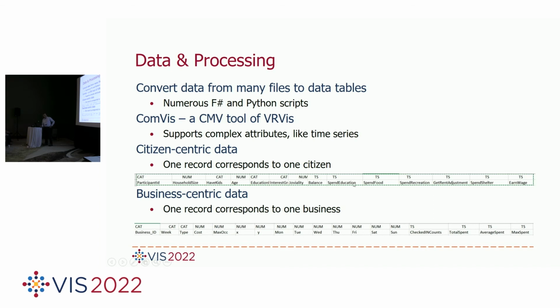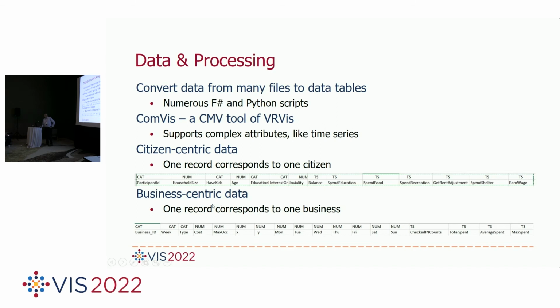But we have a special type of attribute, which is a time series attribute. So in one record of data, you can imagine you have a table, and you have many rows, one for each participant, and you have this number, how old this person is, and so on. But also you have a time series, for example, spending on education over time. And this is in one record. This is important later for brushing.